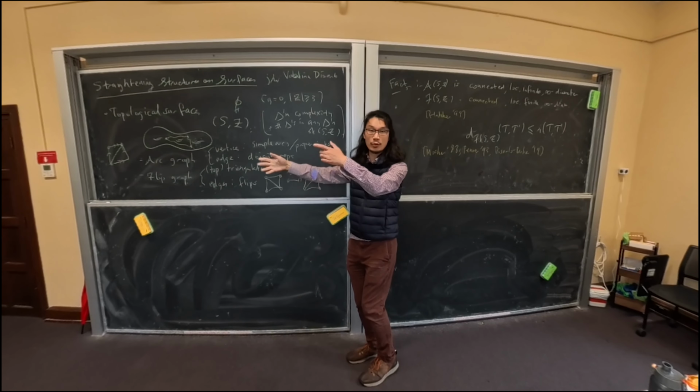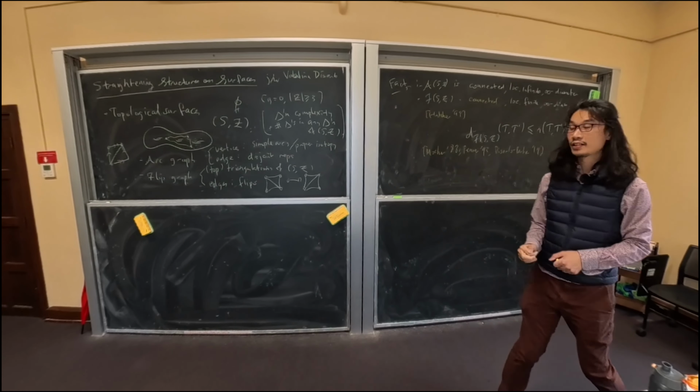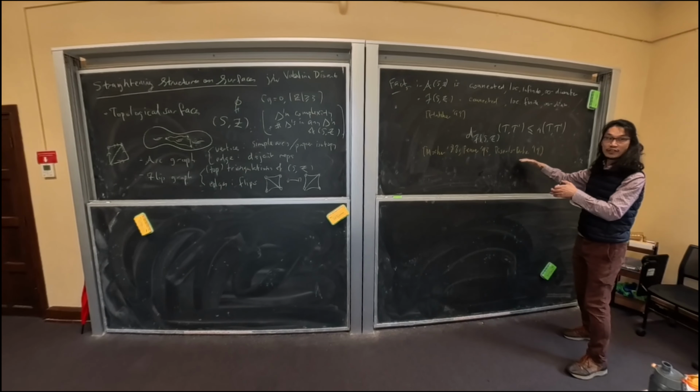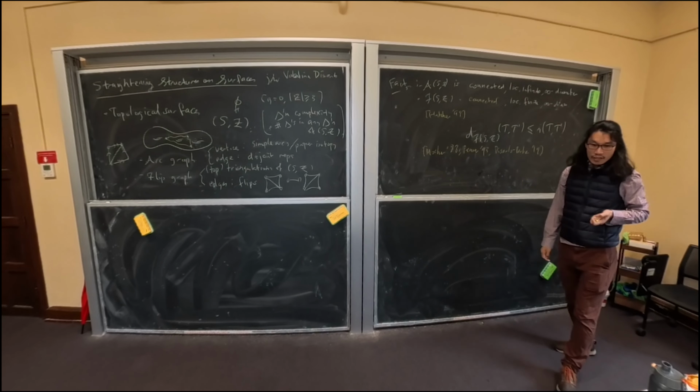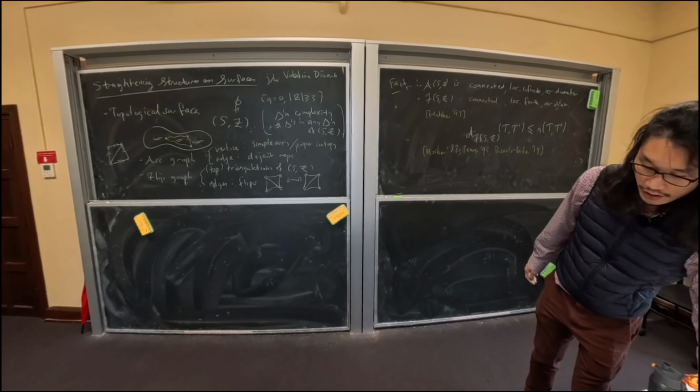Okay, and then you just keep doing it, and by induction, you can get it connected. So the main part is proving that there exists such a flip. Okay, so this is reasonably efficient.